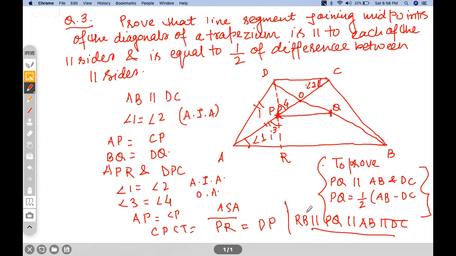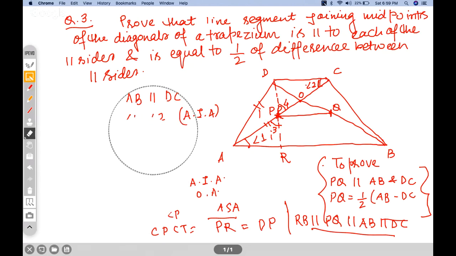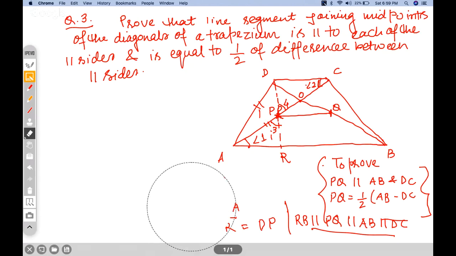Now the second part, how do you do the second part? So just write it down, then I will do the second part. Have you written it? Okay. I hope you have understood this. I'll just explain how to do the second part.